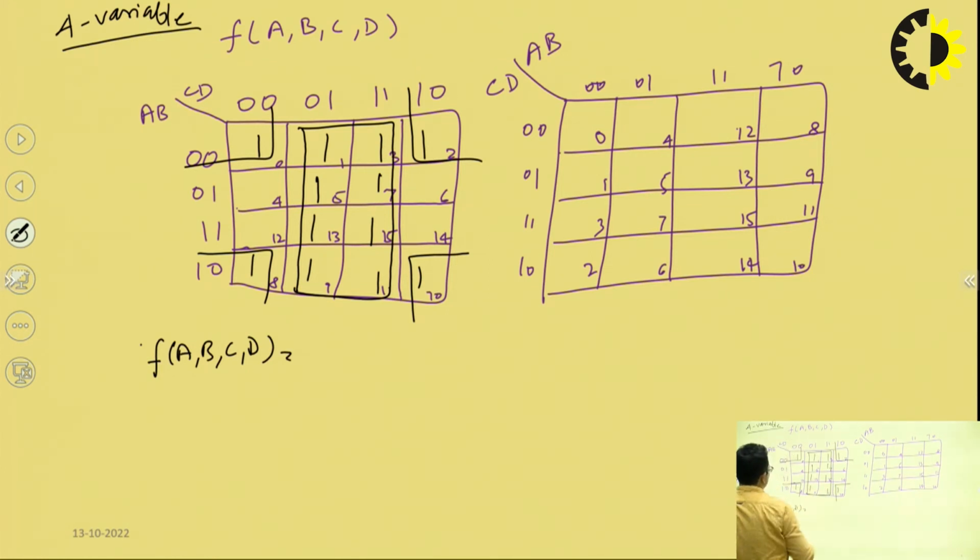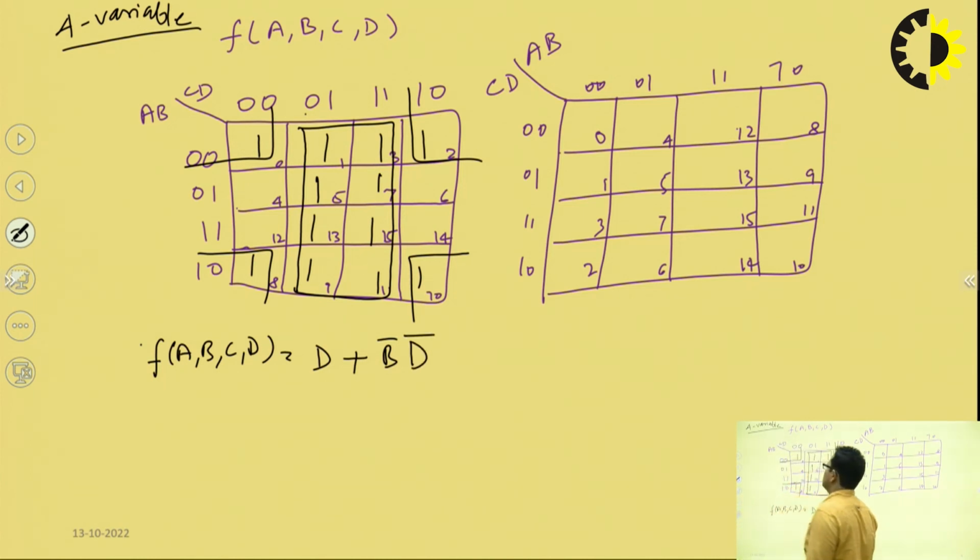This octet is going to give me a result of, in this row we cannot take anything common, but in these two columns, we can take D as common. So D plus, from the quad, the thing that we can take common is B bar, and then finally D bar. So these are the simplified results that you can get from this 4 variable K map.